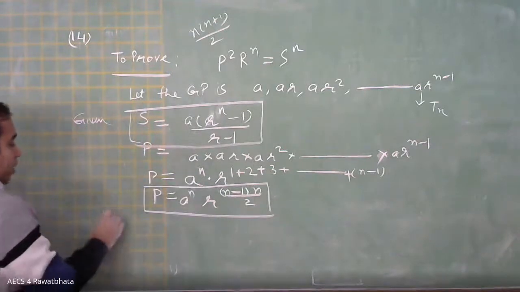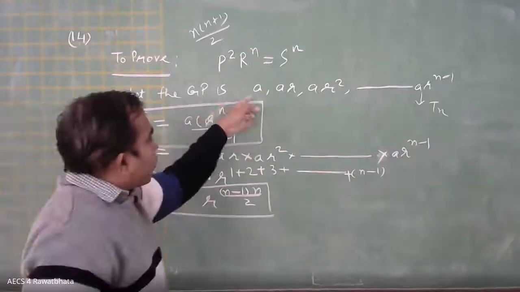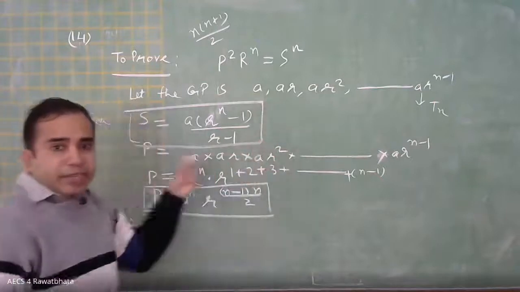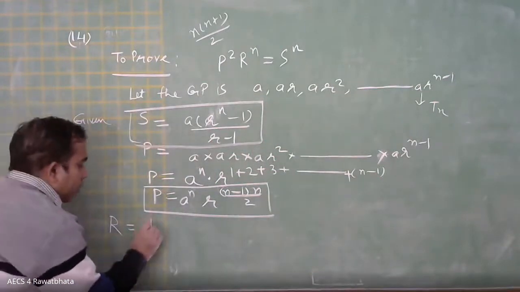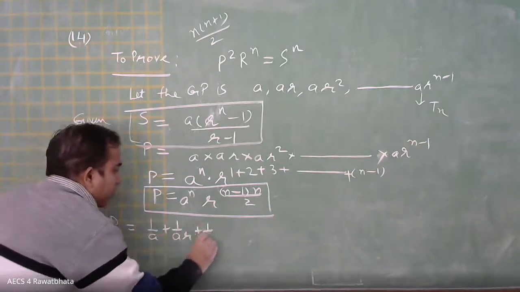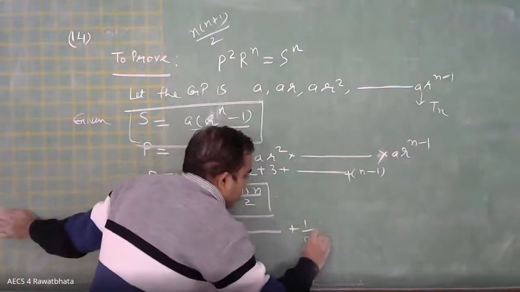Then what was R given as? Uma, what was R? It is the sum of the reciprocals of n terms. Reciprocal means inverse. So take the reciprocals and add them. That is capital R. So capital R is 1 upon a plus 1 upon ar plus 1 upon ar square, etcetera, plus 1 upon ar to power n minus 1.